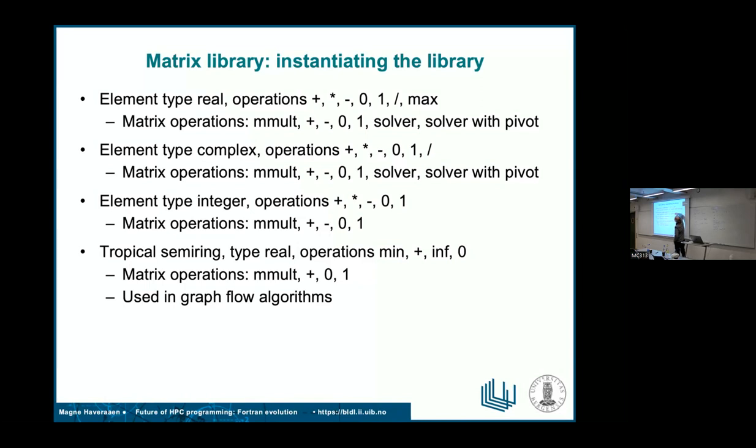If you go down one line, we don't have a maximum, therefore we can't have a solver with the PVA. Quite often in mathematics, you build it up from the bottom. If you have a semi-ring, we can implement a template library at the bottom. We have a matrix multiplication, a matrix addition, and the zero and the one matrix. Then if we add features, we can have more matrix operations.